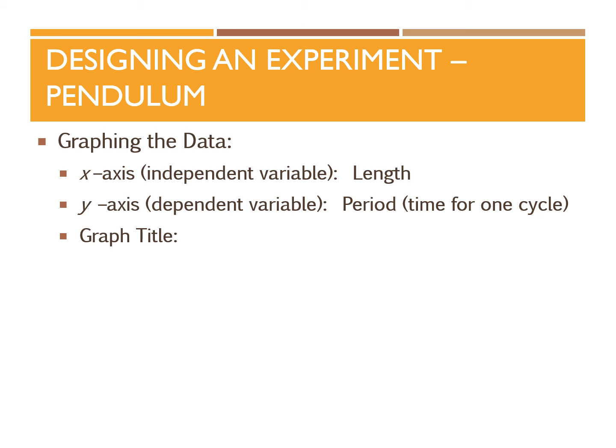A title you can give this is the y-axis versus the x-axis. So that's going to be the period versus the length, and that's a good title for this type of graph. If you change the amplitude, if that's your independent variable, then it'd be period versus amplitude. Same thing with mass, it'd be period versus mass. So you're doing all three of those graphs.